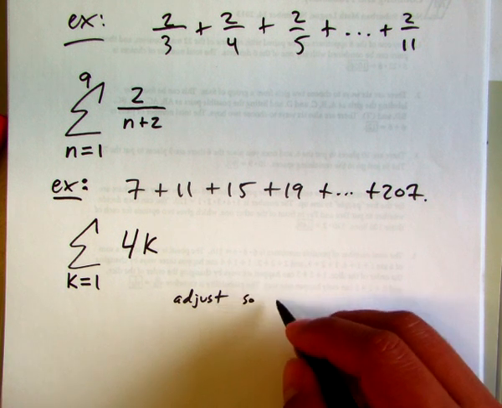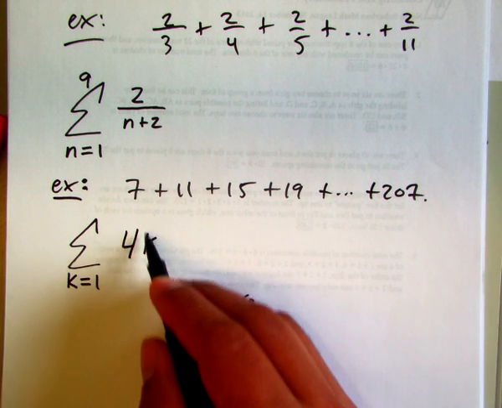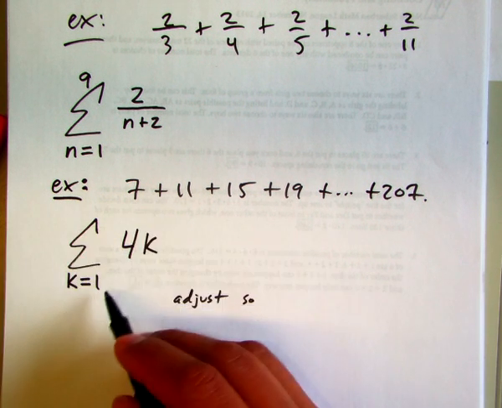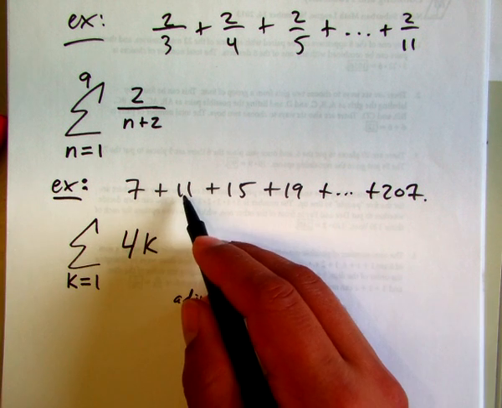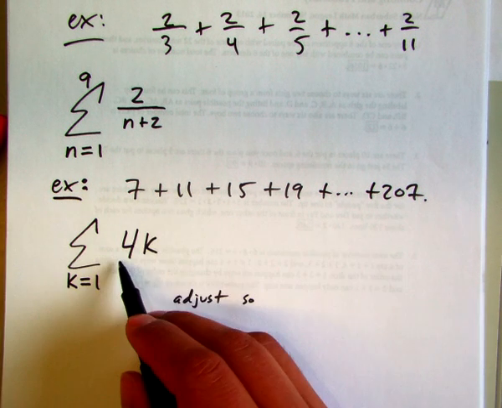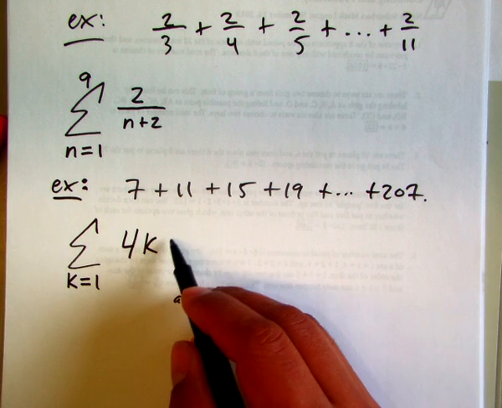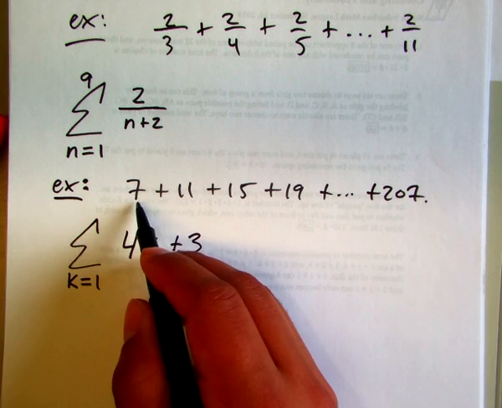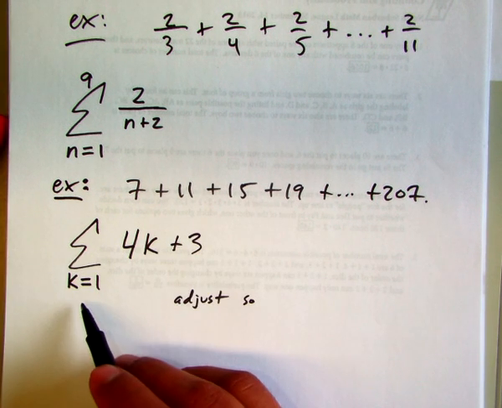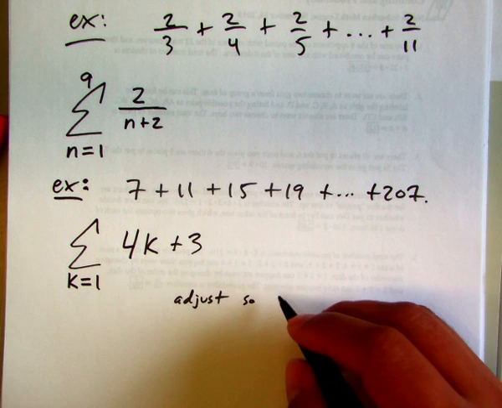So when I plug in 1, I end up getting 7. And when I plug in 2, I end up getting 11. So that's not hard to figure out. If you plug in 1, 4 times 1 is 4. You would need 3 more to make 7. Okay, if you plug in 2, hold on.